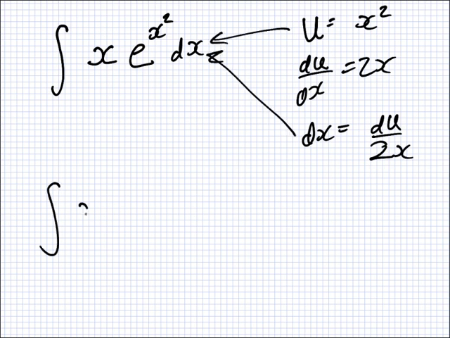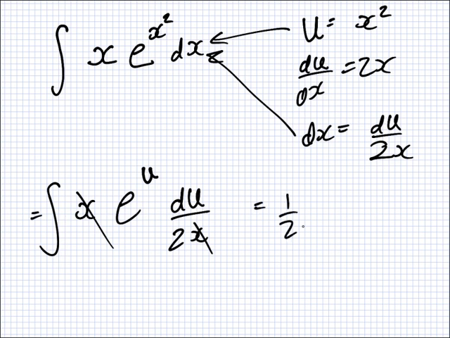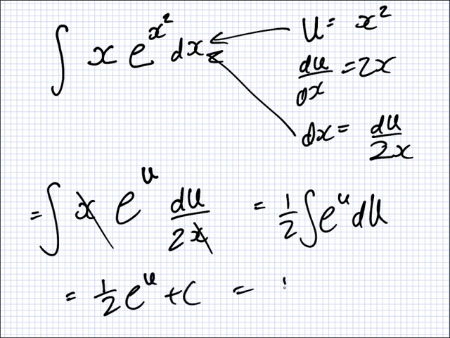So this is the integral of x e to the u du over 2x. Cancel, cancel, yeah? And this is equal to a half the integral of e to the u du. Well, what's the integral of e to the u? e to the u, unchanged. And what did we say the u was? So that's the answer then.